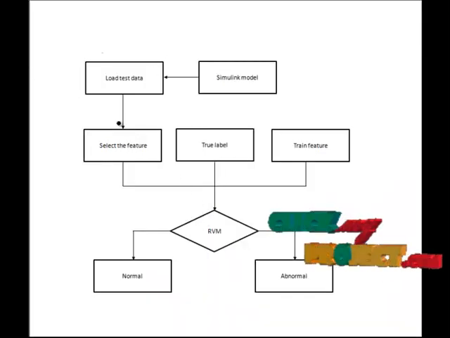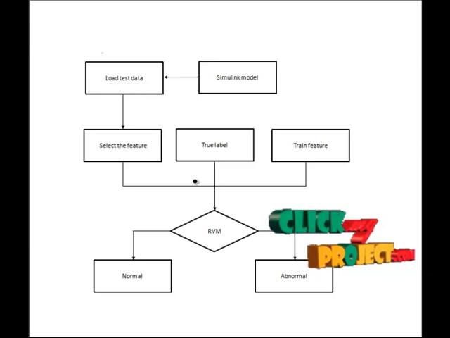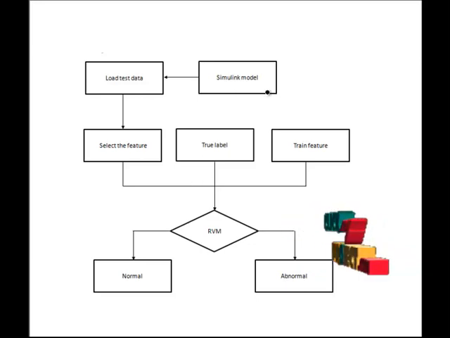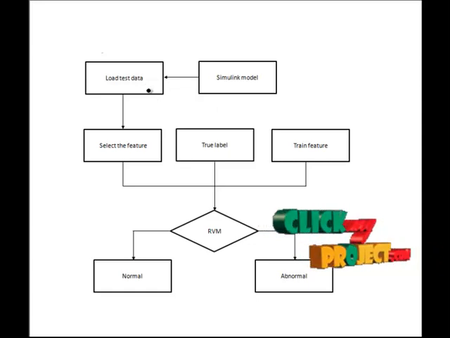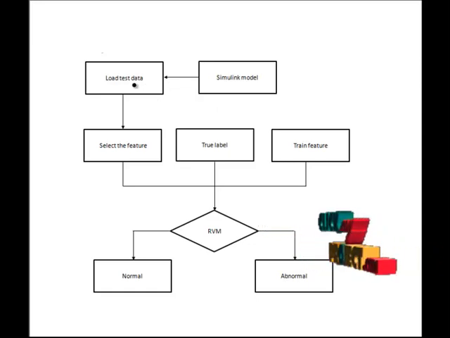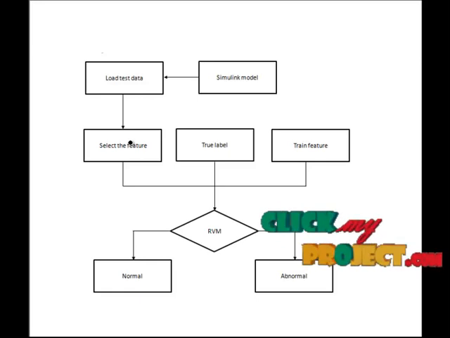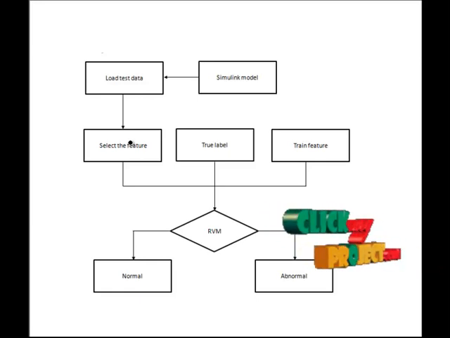Now it is the flow diagram for our proposed system. In our proposed system, we get the result from the Simulink model as the test data, then load the test data and it goes to the feature selection process. In the feature selection process, we use the wavelet transform.